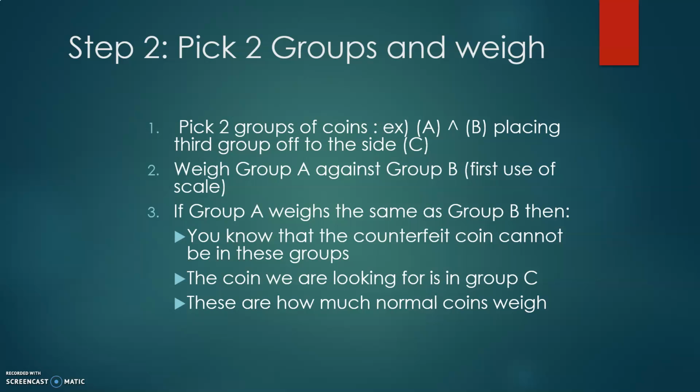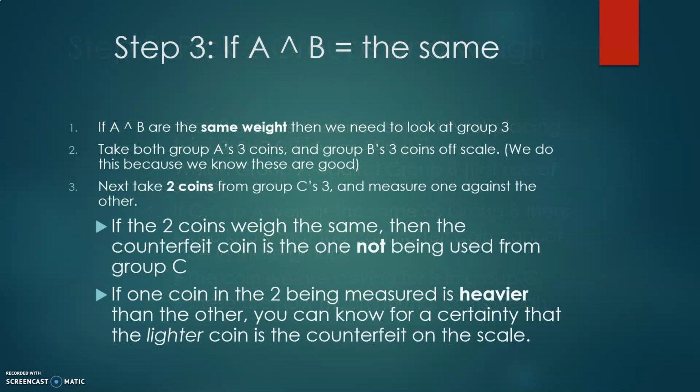So we're weighing Group A against Group B. It's the first time we're using this scale as well. If the outcome of Group A is the exact same as Group B, if it weighs the exact same, then we know for a fact that the counterfeit coin cannot be in these 2 groups because they weigh the same. If there was any difference, then we know there'd be a problem within that one. But because these 2 are equal, then we know that the coin that we're looking for is in the 3 of Group C. And we also know that this is how much 3 coins normally weigh. Because we're only looking for one single coin, and it is lighter than the others, if A and B are the same weight, then we need to look at Group C.